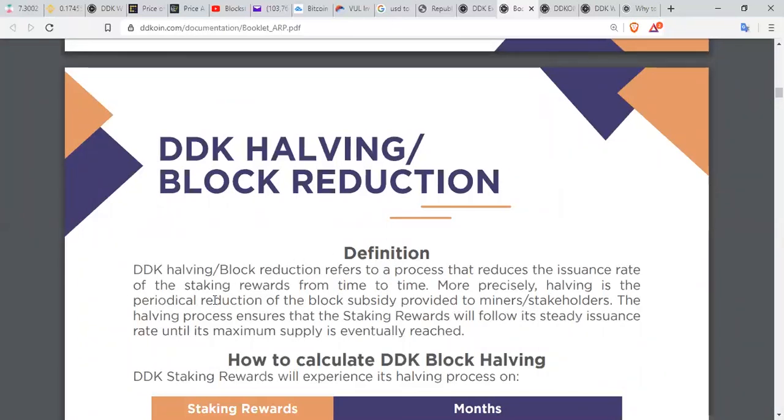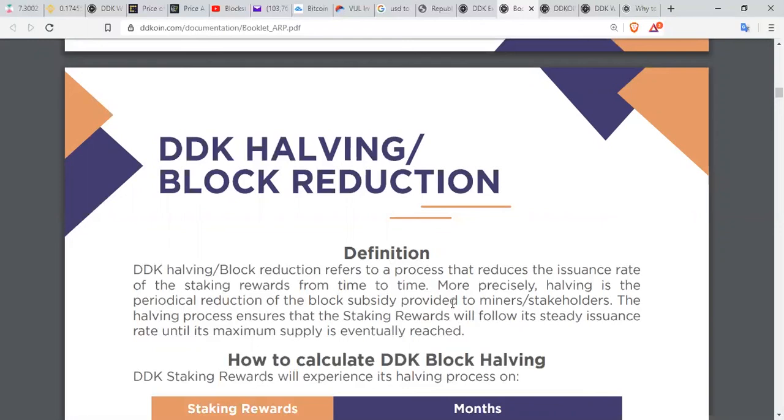So DDK halving or block reduction refers to a process that reduces the issuance rate of the staking rewards. We all know that DDK has this smart contract that generates assets every time you stake a particular DDK coin, and every time you stake and do voting, every fourth vote, an asset is issued through a staking reward based on the number of DDK that has been staked.